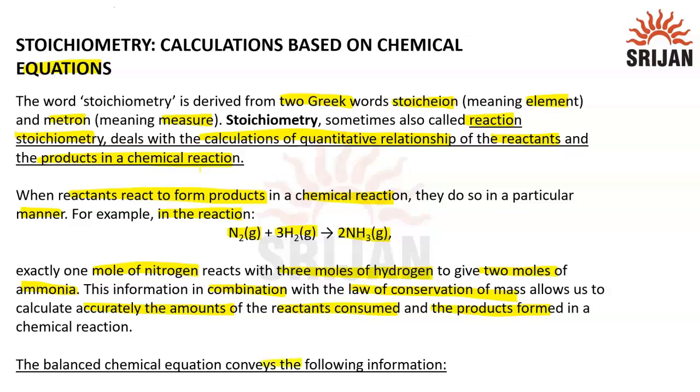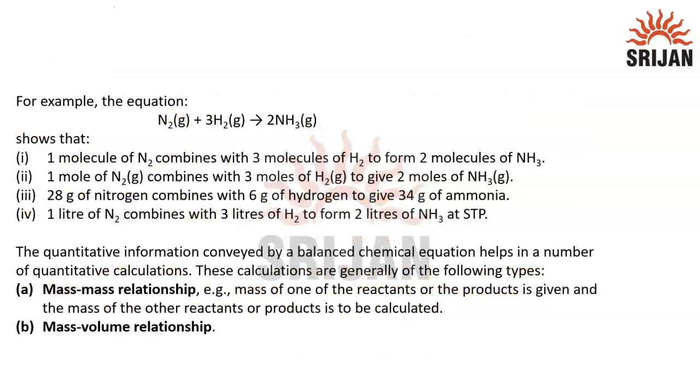So the balanced chemical equation conveys the following information. For example, this equation shows that one molecule of nitrogen combines with 3 molecules of hydrogen to form 2 molecules of ammonia. Similarly, 1 mole of nitrogen combines with 3 moles of hydrogen to give 2 moles of ammonia. And we know that 1 mole of nitrogen has 28 gram mass. So 28 gram of nitrogen combines with 6 gram of hydrogen, because in 3 moles of hydrogen we have 6 gram mass, and 1 mole of ammonia has 17 gram. So 2 moles of ammonia will have 34 gram of ammonia.